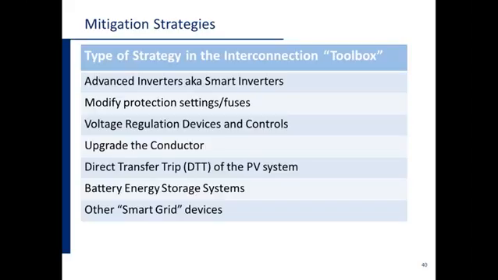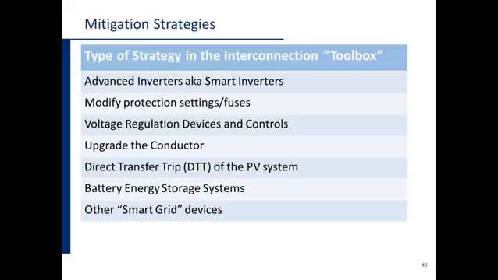Other mitigation strategies, as I mentioned, are making changes to the fuses and the protection settings, perhaps putting in voltage regulation devices or modifying the controls. These are not very expensive mitigation strategies. We show upgrading the conductor as a potential solution, and that can be fairly expensive when a utility requires that the lines get rebuilt. That can definitely put the brakes on a system being proposed.